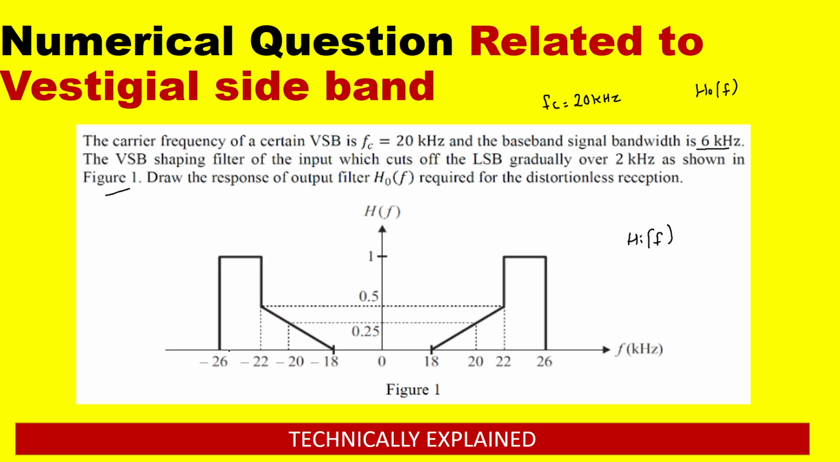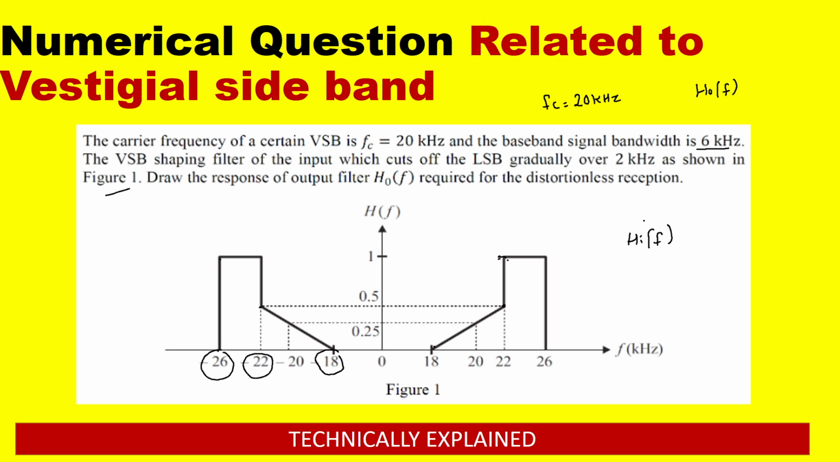If you look here, at minus 26 kilohertz we have 0. The second important point is minus 22 kilohertz, and the third important point is minus 18 kilohertz. The minus 20 kilohertz point lies in between on this linear curve, so it is not that important. These 3 points are important. Similarly, for the right hand side, 18 kilohertz, 22 kilohertz, and 26 kilohertz are important, because at 22 kilohertz we have 0.5, at 26 kilohertz we have 1, and at 18 kilohertz we have 0.